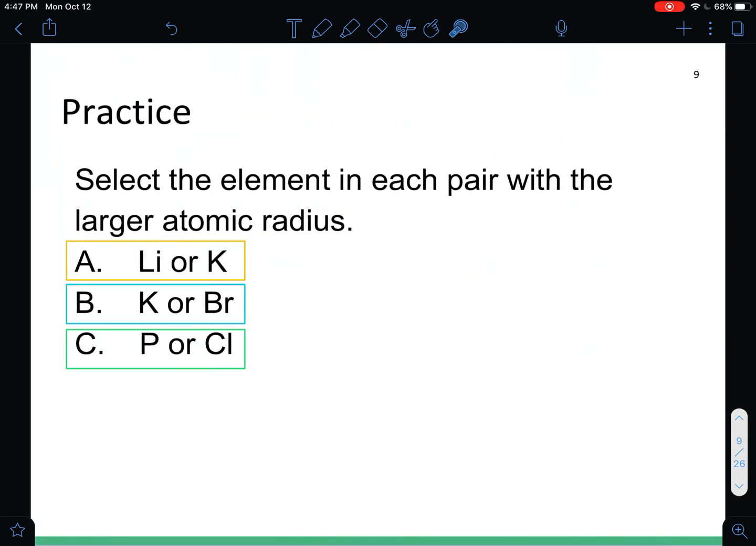All right, let's get some practice. For each of these pairs, I want you to identify which will have a larger atomic radius. All right, let's check your answers.